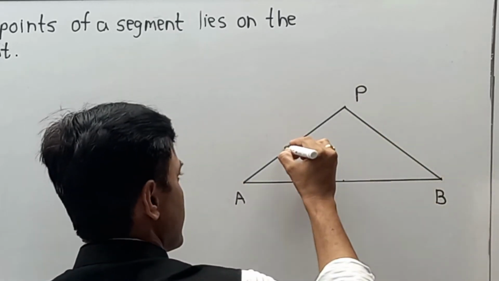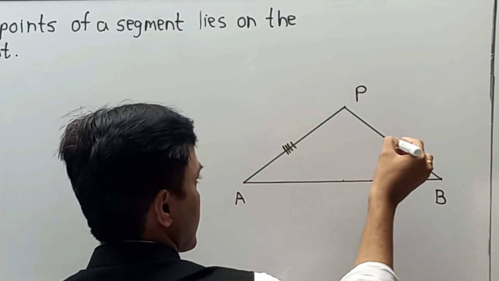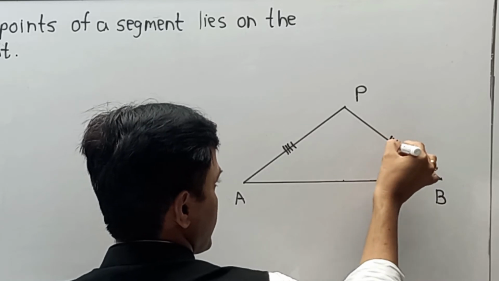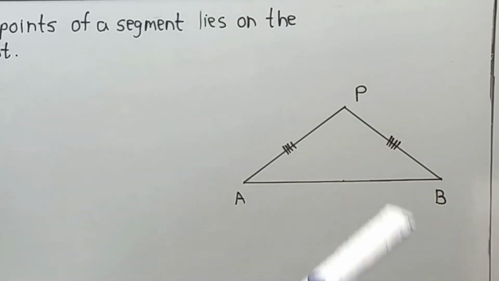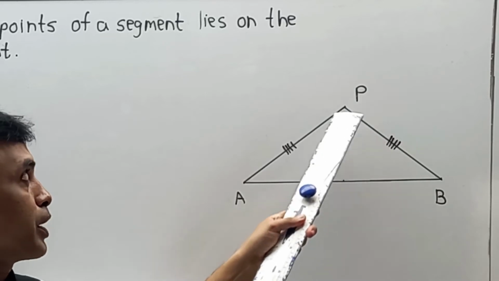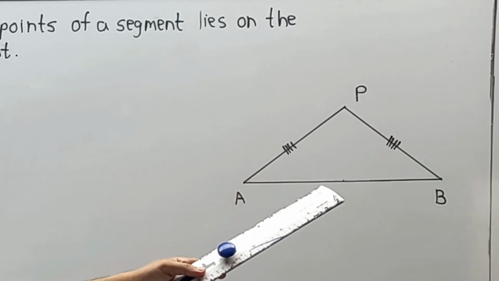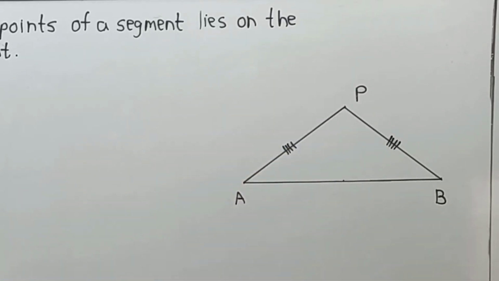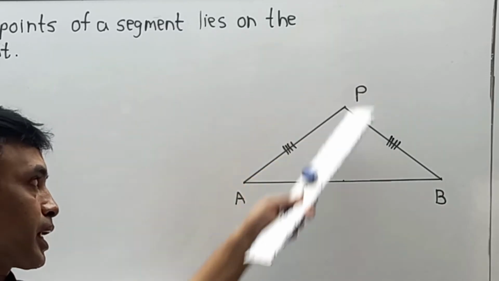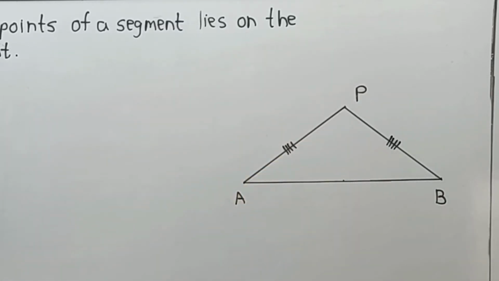Means they have already given this distance PA is equal to PB. Then prove that this point P lies on perpendicular bisector. So up to this part they have given all the part, that's why it is given.